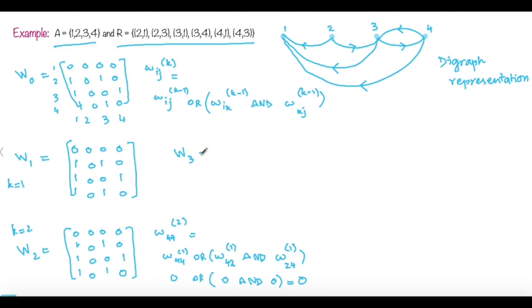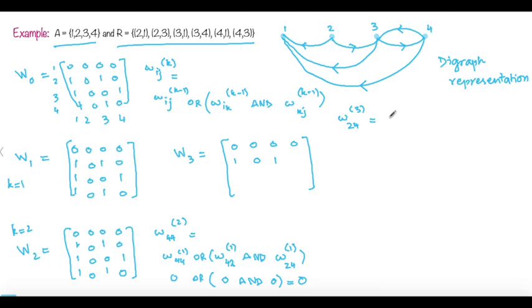W3. For W3, I will write some elements which I have already calculated, and then we will talk about one element which actually does change. So let's check this one. This is second row and fourth column, so 2, 4 and 3.